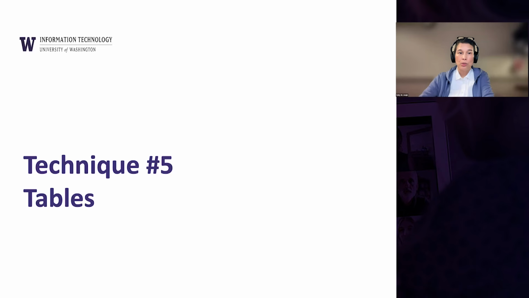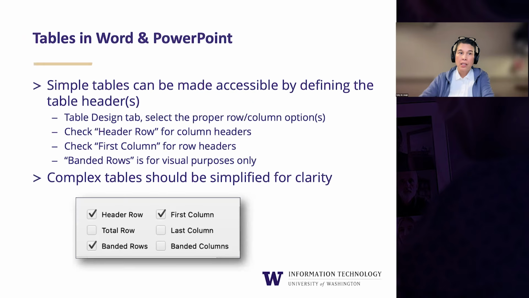Technique number 5, tables. Tables in Word and PowerPoint. So if you're including a table in your PowerPoint presentation or Word document, it's really important to make sure that they're formatted accurately so that they clearly communicate the relationship between the data. Tables never should be used to control layout. Doing that can really interfere with the reading order for assistive technologies.